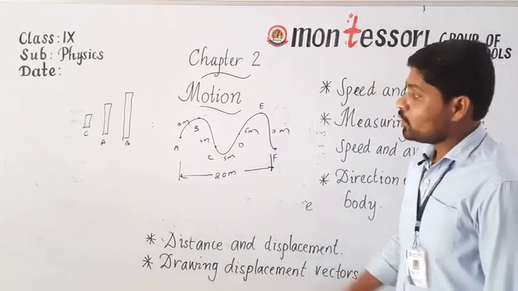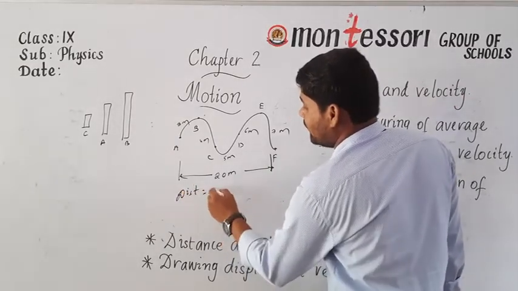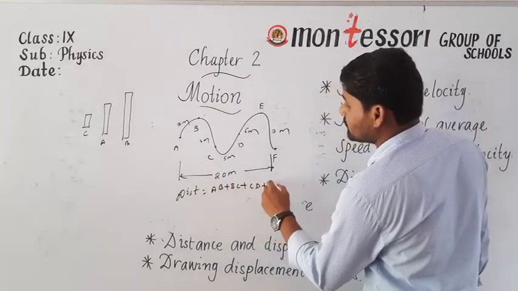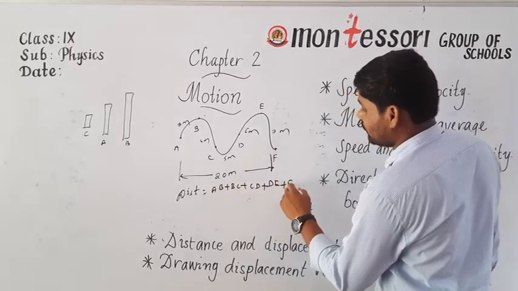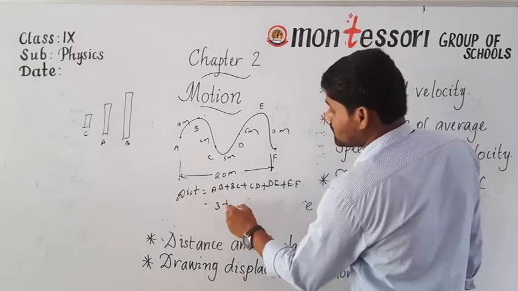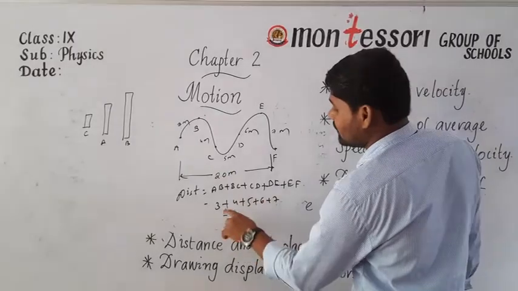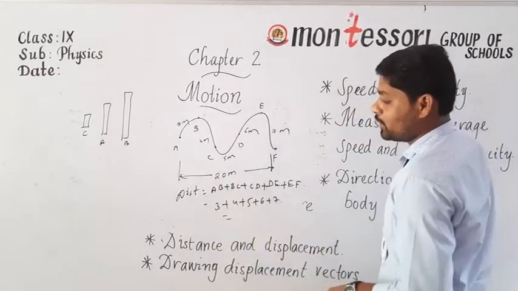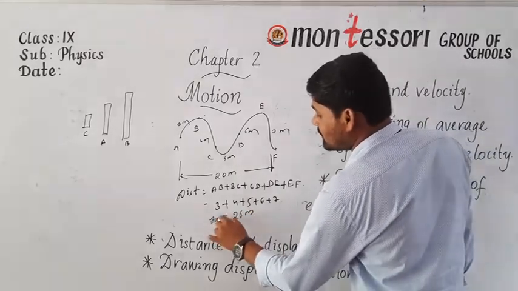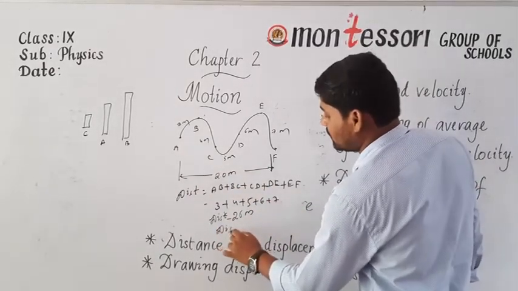Is it clear? So what is distance here? Distance is nothing but the total distance, that is AB plus BC plus CD plus DE plus EF. If you add all this, AB is 3 plus BC is 4 plus 5 plus 6 plus 7. How much is it? 3 plus 4 is 7, 7 plus 5 is 12, 12 plus 6 is 18, 18 plus 7 is 25 meters. Total distance is 25 meters, but the displacement is 20 meters.